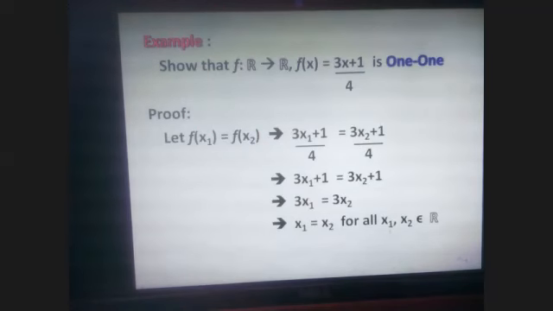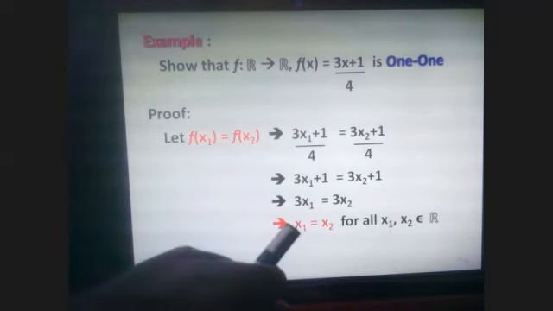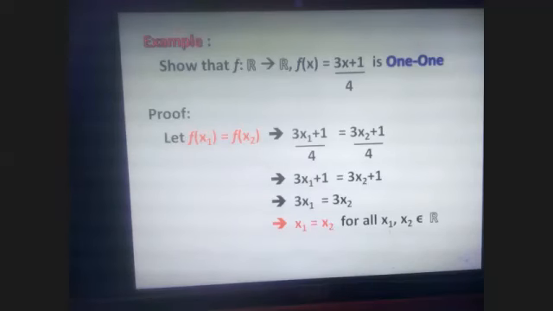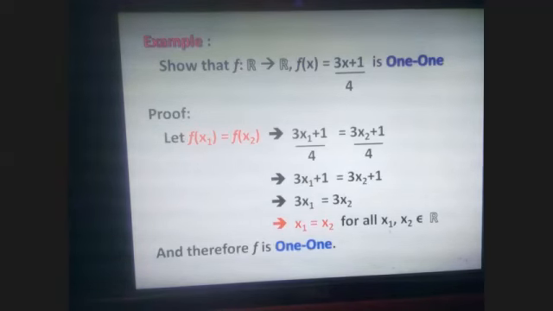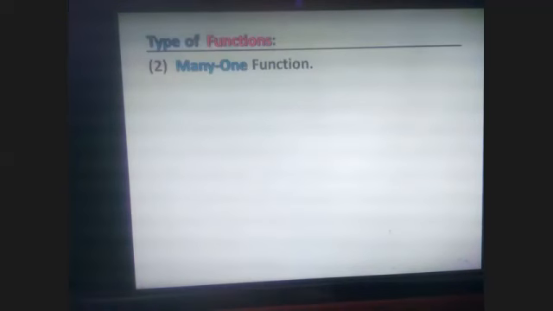So ultimately I have f(x1) equal to f(x2) implies x1 equal to x2. That means f is 1-to-1, and therefore f is a 1-to-1 function. If f(x1) and f(x2) are equal, then invariably x1 and x2 are equal. Well, we'll take up more examples later.